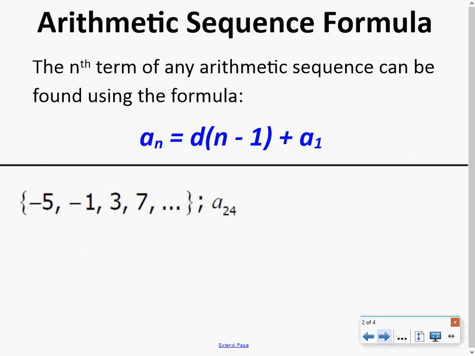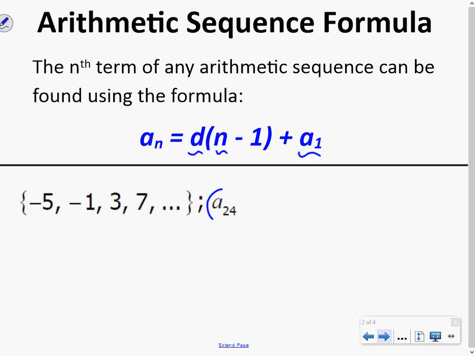Now, let's say we have an arithmetic sequence. If I want to know any term within that sequence, instead of dragging the pattern out forever to find the one that we want, we can use this formula to find a specific term within that arithmetic sequence. Now, keep in mind, D still represents that common difference or constant difference. N represents the term number that we're looking for. And then A subscript 1 is the first term in our sequence.